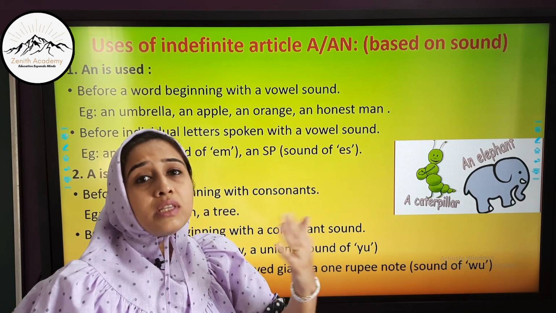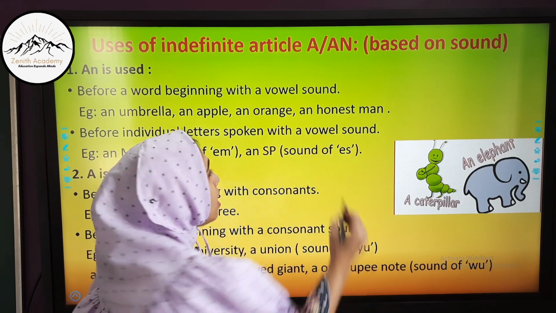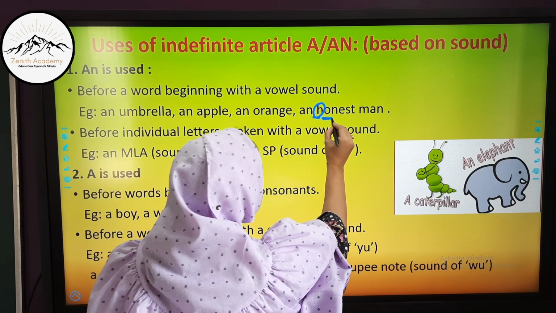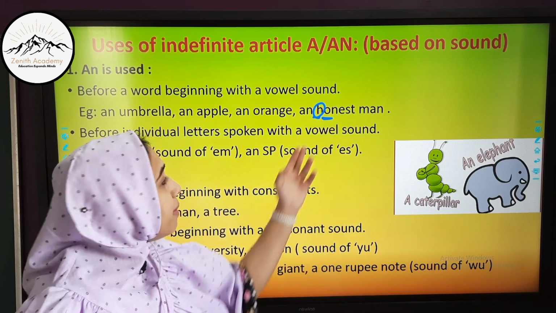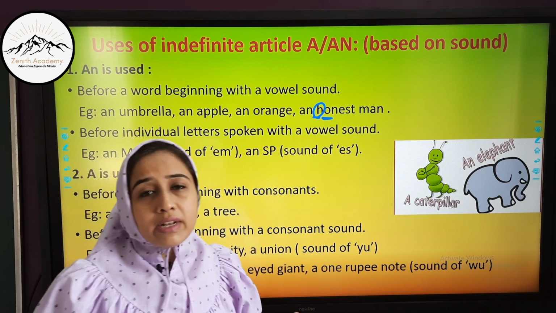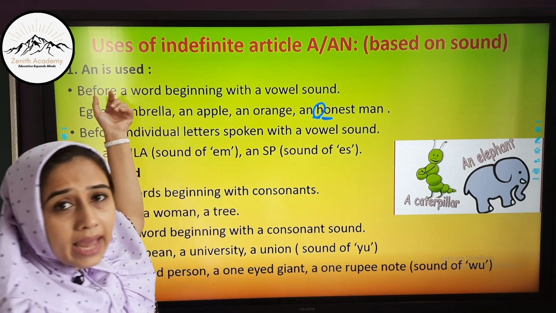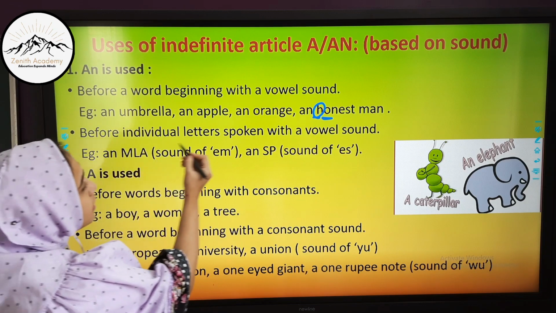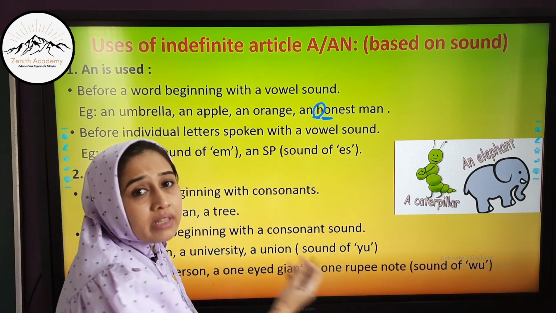The pronunciation, the sound is of the alphabet O. So H is silent over here. We pronounce it with emphasis on the alphabet O. So obviously whenever we use vowel sounds, we tend to use an before them. Now next is before individual letters spoken with a vowel sound.